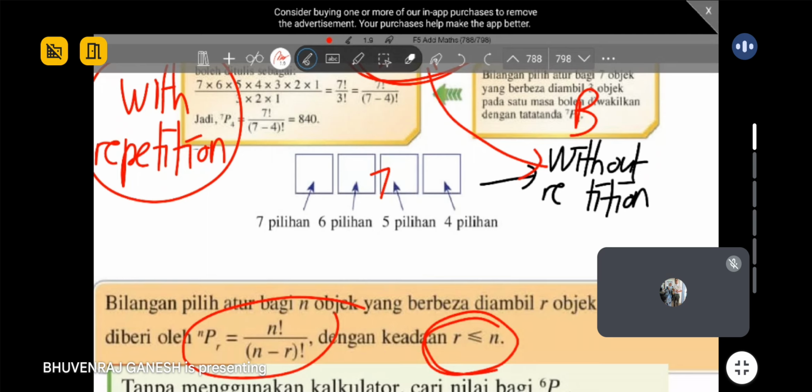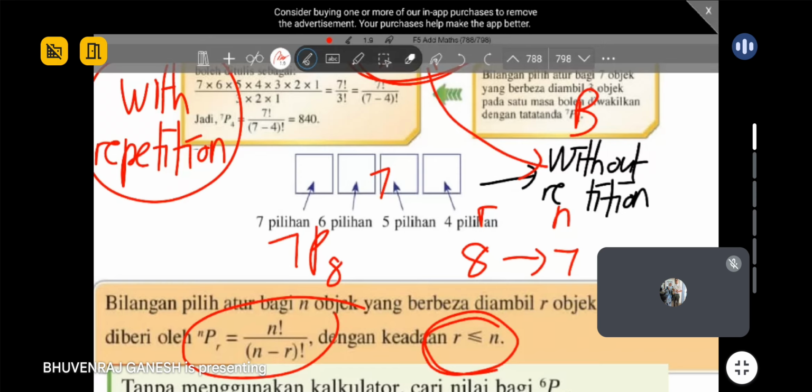So example, guys, let's say R is 8. Can my N be 7? Yes or no? Is this possible? Adakah ini boleh berlaku? N is 7, R is 8. Cannot. If you don't know, you just press your calculator: 7, P, 8. See whether you get any value or not. You won't get. Takkan dapat. Because not logical. 7 total, you want to get 8.